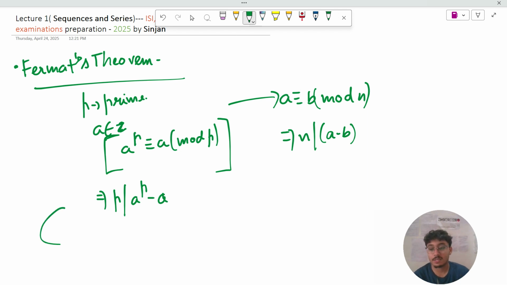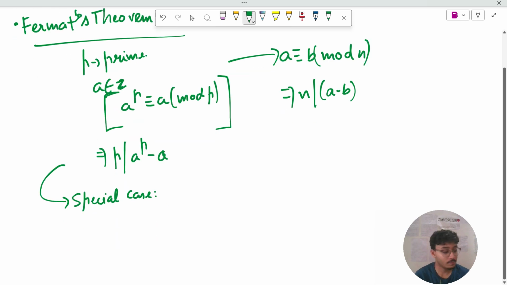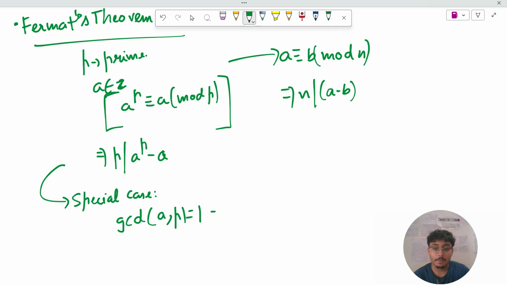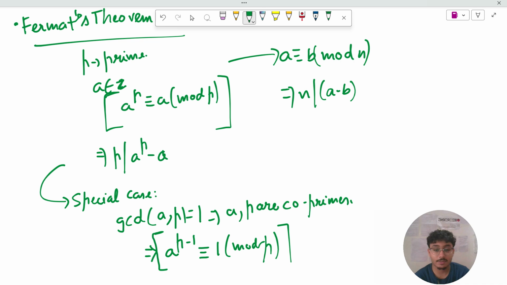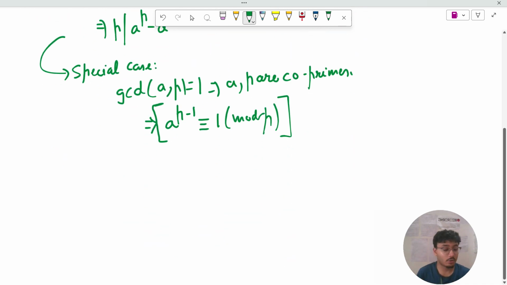Now one more corollary, or the special case. If the GCD, that is the HCF of A comma P, is 1, that is, A and P are co-primes, this basically suggests that A to the power P minus 1, where P is a prime and A and P both are co-primes, is congruent to 1 mod P. So now this is a special case: A to the power P minus 1 is congruent to 1 mod P if A and P are prime to each other, that is, they are co-primes. This is what Fermat's theorem is all about.